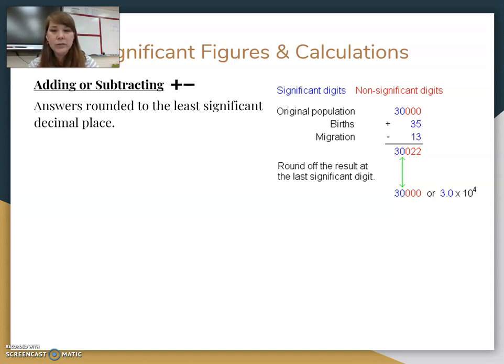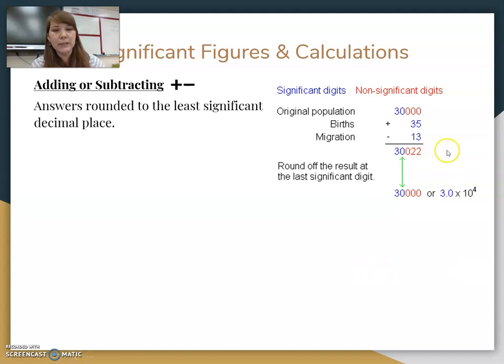So when we're adding or subtracting, your answer can't be more sure than your measurement. I can't measure something that's 12.0 centimeters, and another one that's 1.0 centimeters, and say it's 13.0000. Again, I'm communicating to you more precision than I actually measured. So answers need to be rounded to the least significant decimal place.